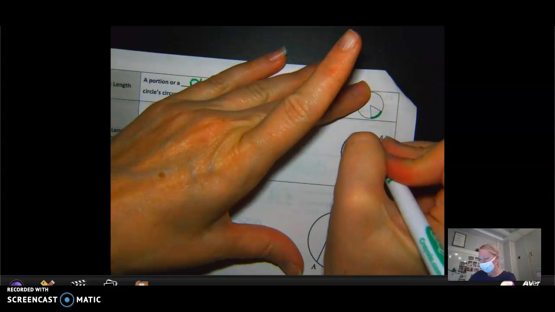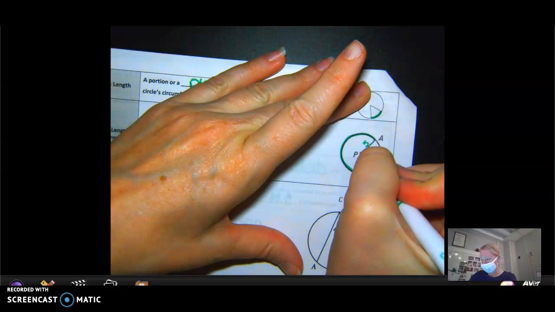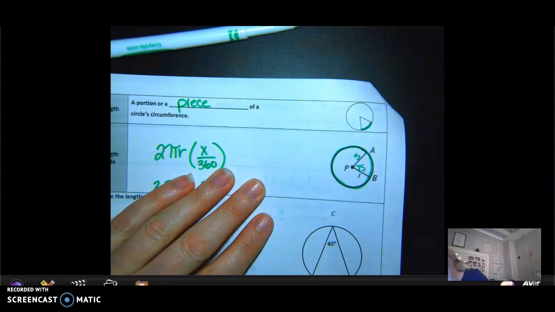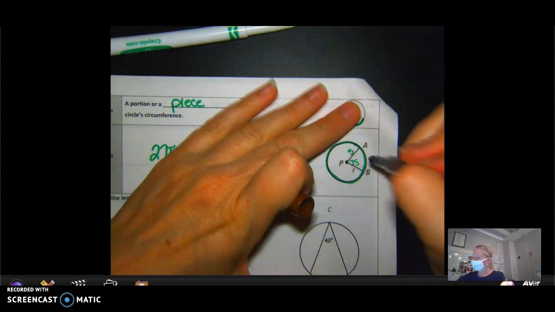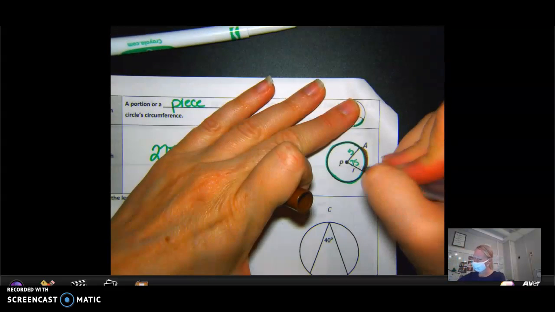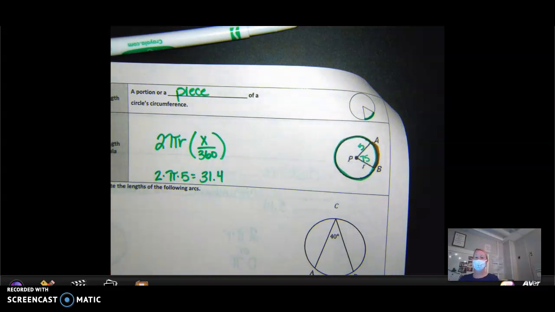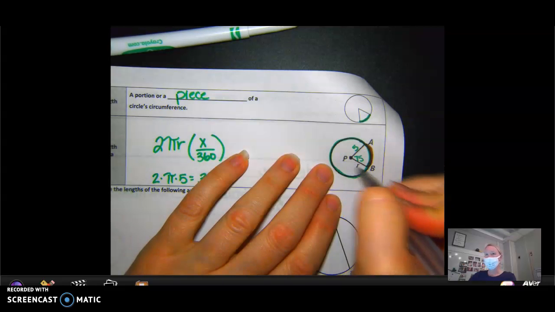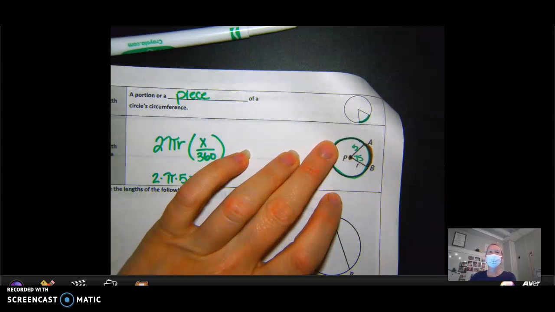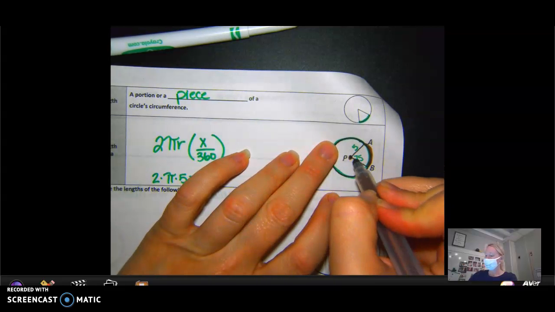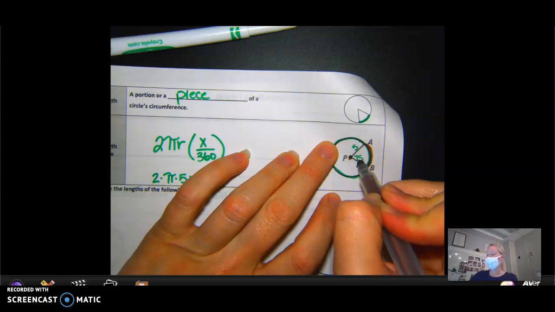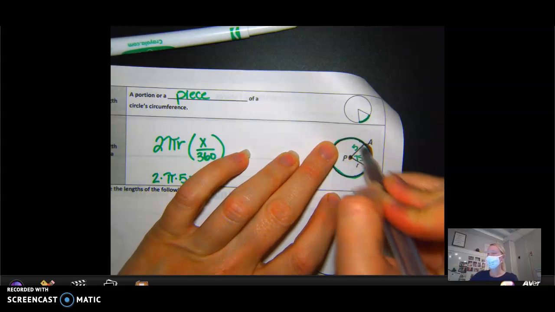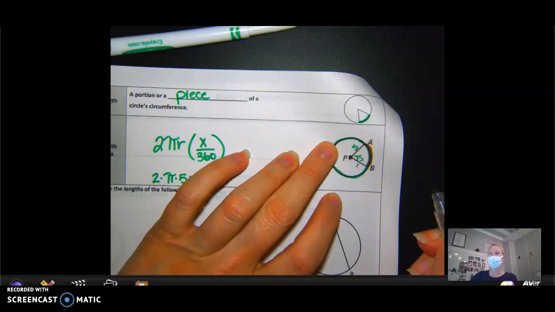So that's all the way around the circle. That's the whole circumference. But I just want this piece of the pie right here. I want to know the distance of that guy. If they give you an angle that hits at the center point, this angle measure is 75 degrees. This is taking up 75 degrees of the whole circle, okay?